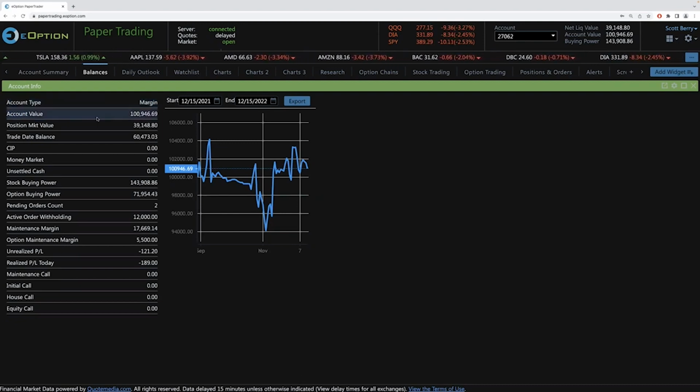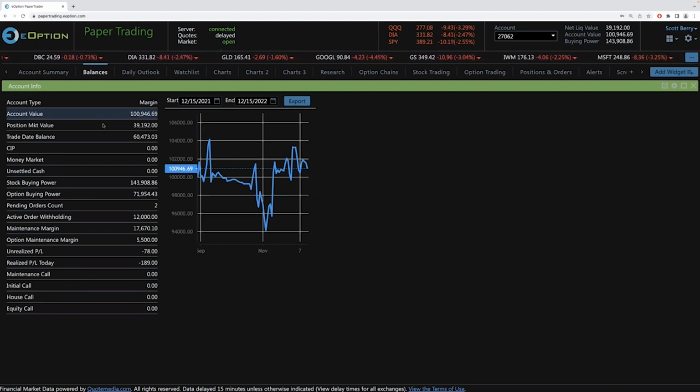Now, the next line item is account value. This is going to be the same number that you see in the upper right-hand screen where you see net liquidation value, account value, and buying power. The account value is basically where your account was at the beginning of the day or yesterday's close. This is a static number. It does not change based on trades or market movement during the day. We get a lot of questions about that, but that's the number that it was at the beginning of the day.